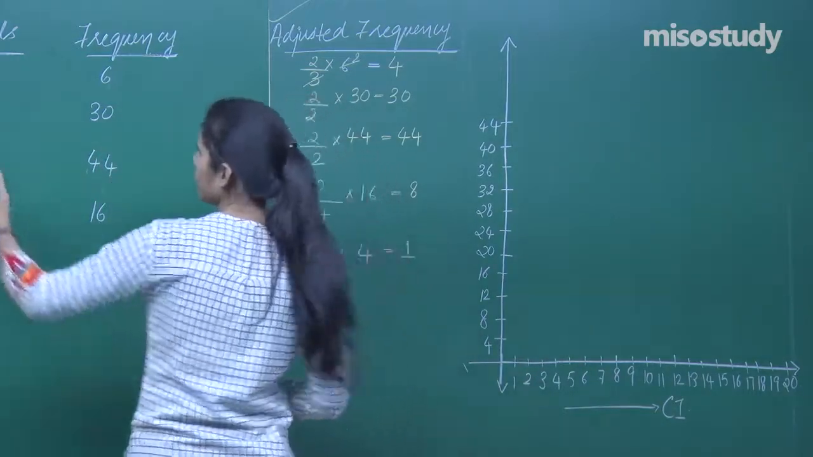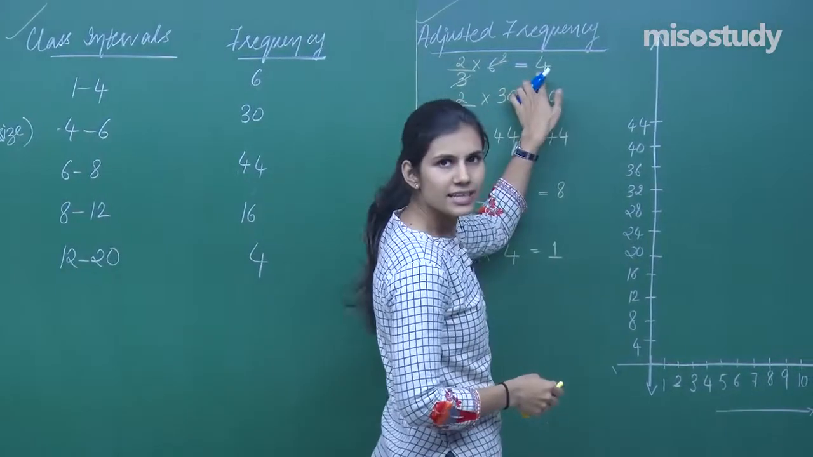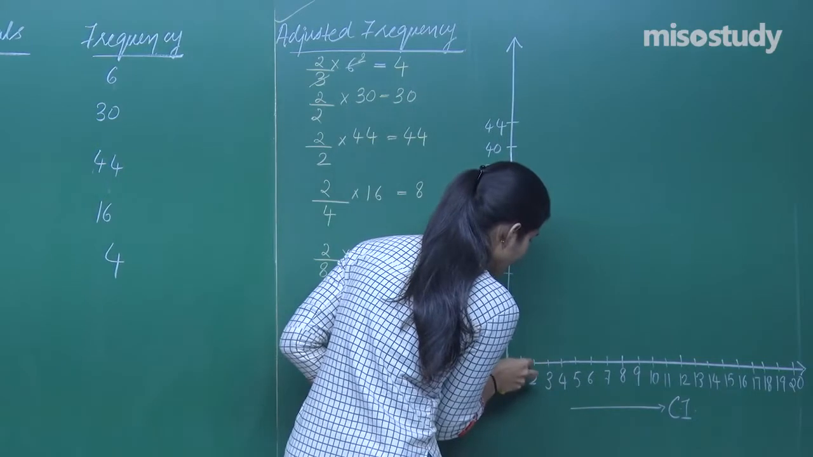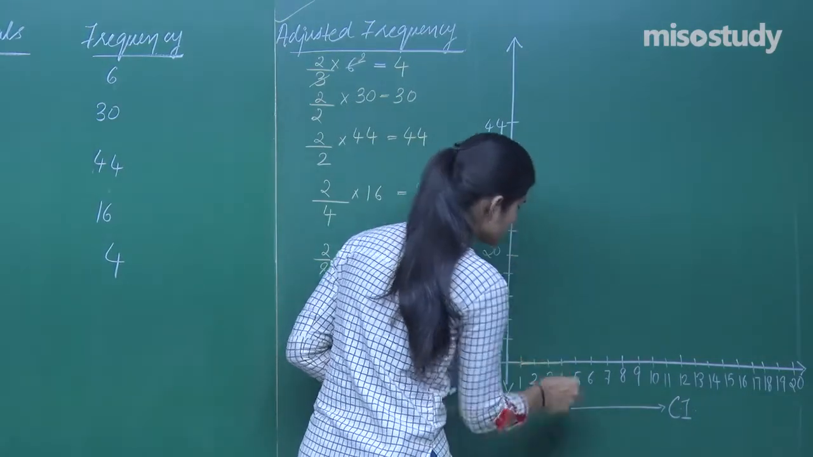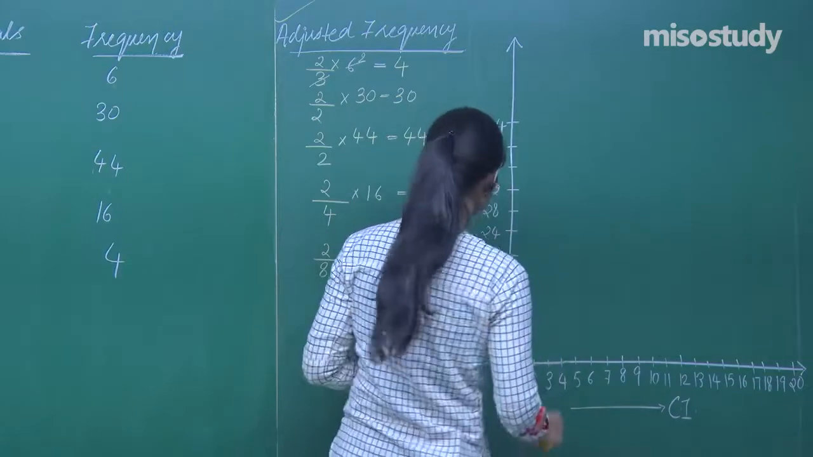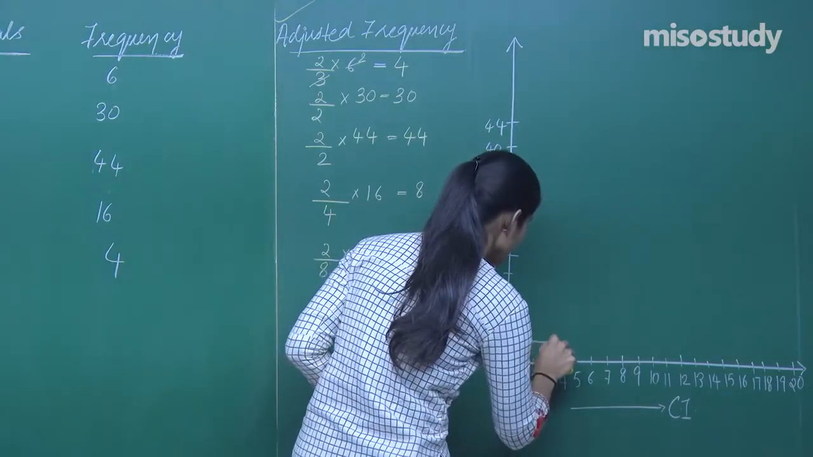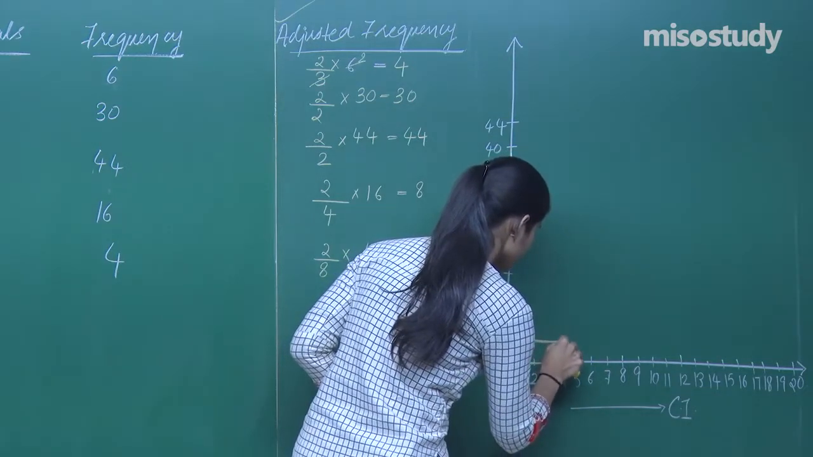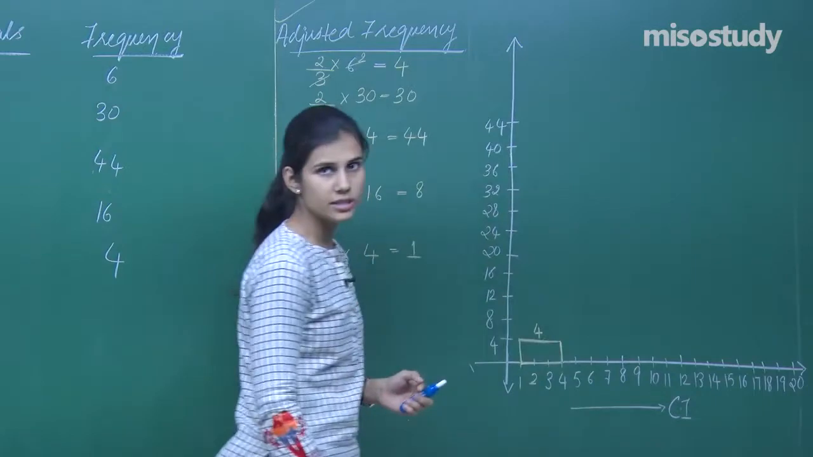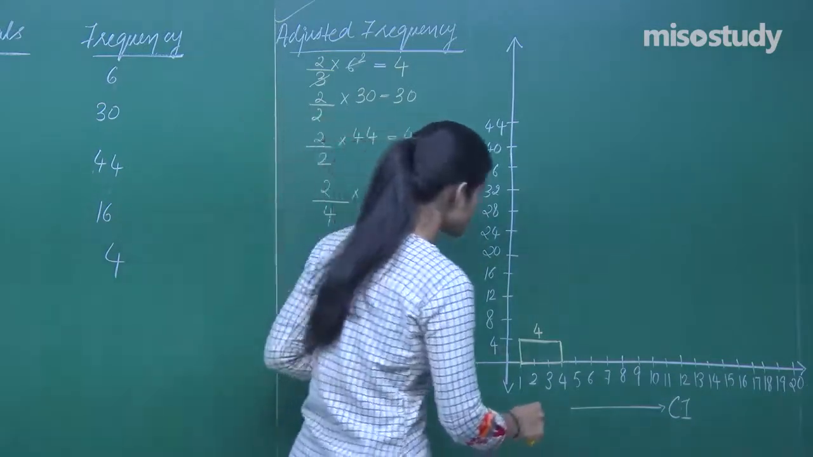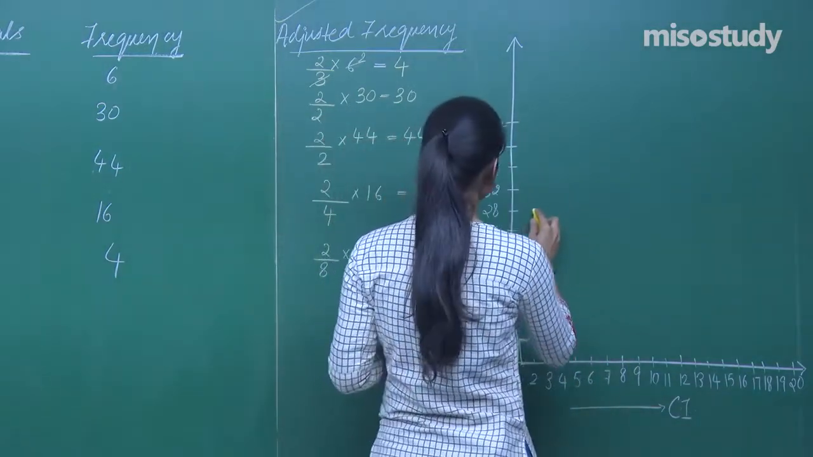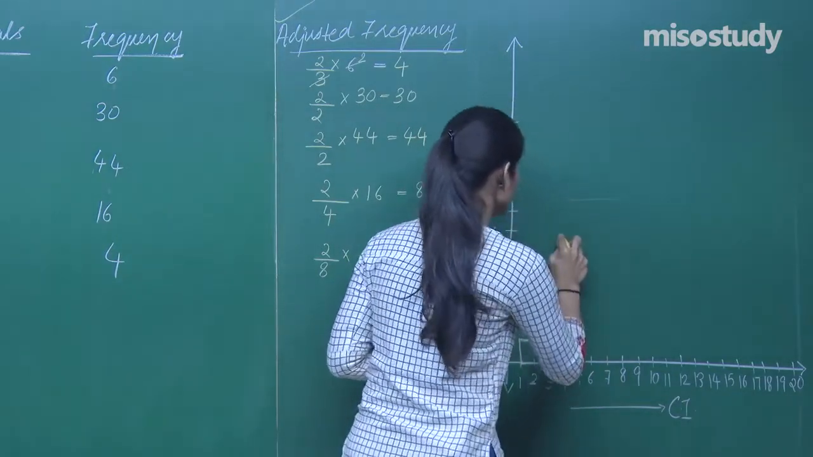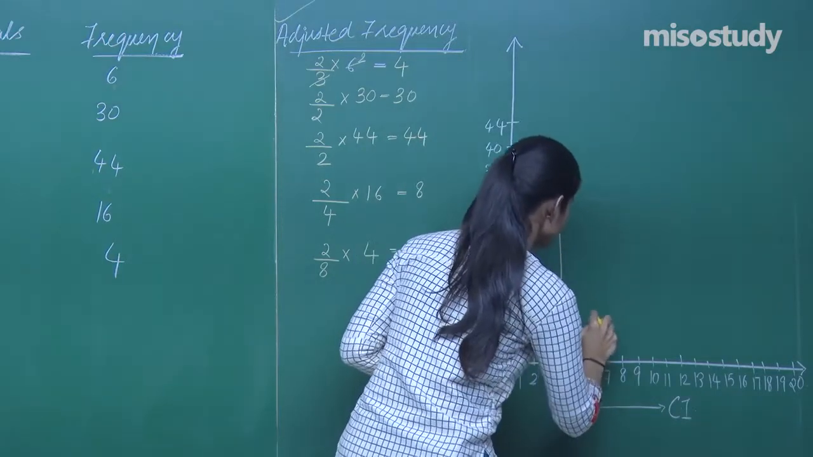Now for 1 to 4, the adjusted frequency is 4. So your rectangle is going to have width equal to the width of this class interval and height 4. This is your first rectangle. Then you have 4 to 6, where the adjusted frequency is 30. So 30 is going to be here. It will begin from 4 and end at 6.